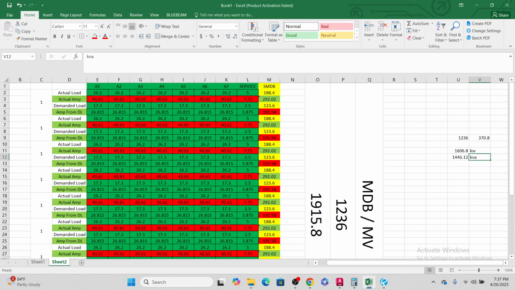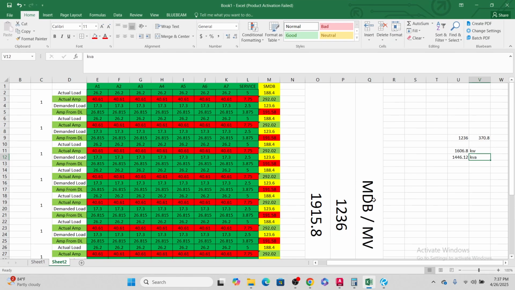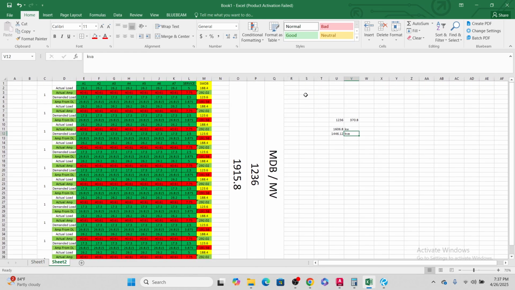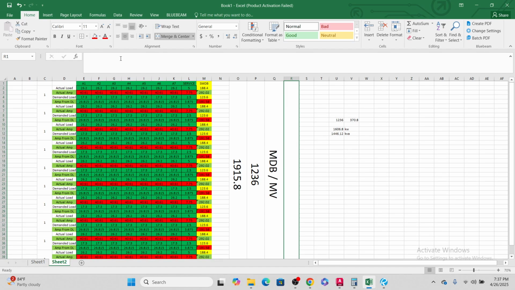So how much do we have? 1446. We can go with 1600. So this is the available supply transformer rating. So we can go with 1600. I'm searching. Okay, 1600 kVA. So this is the required transformer for this one. Let's connect this one to here, a 1600 kVA transformer.